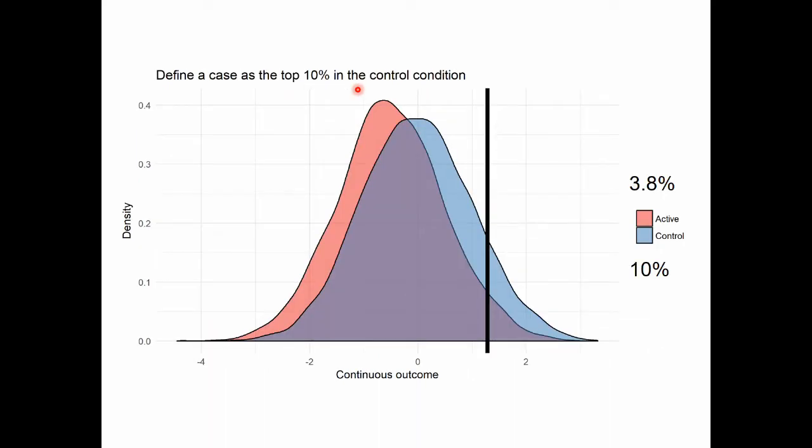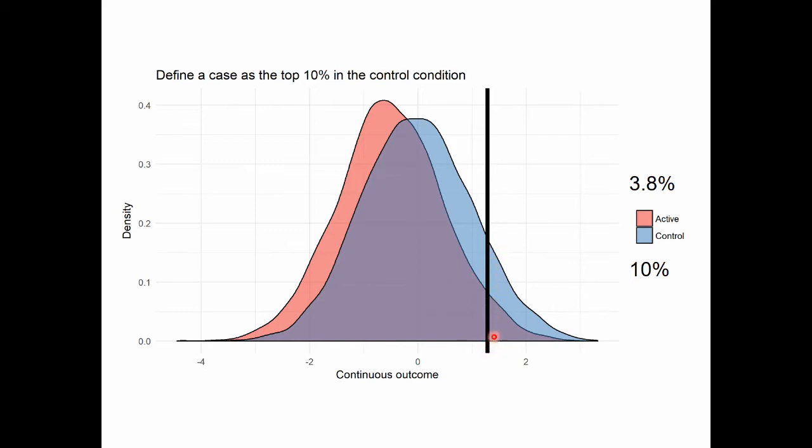Now, let's go back to those two distributions. And let's say that we define a case where the cutoff is the top 10% in the control condition. In other words, I'm going to say that we're going to call people diseased if they're above this line. And you remember the space here, this would be equal to 10% of this overall curve. Right, so I'm going to use that to make some kind of a cut point here.